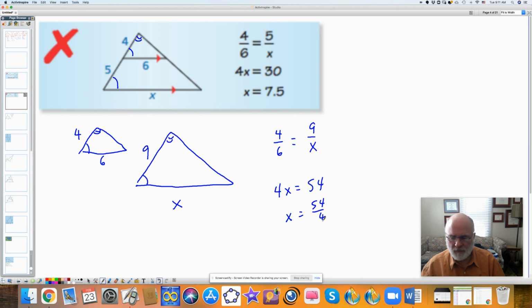Now, I like improper fractions, but I like them to be simplified. Both have a 2 in common. You have 27 halves. So this would be my answer. If you put it as a decimal, that's okay, but I prefer to see it this way.